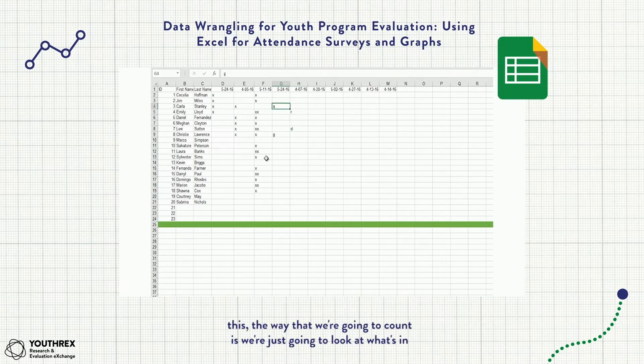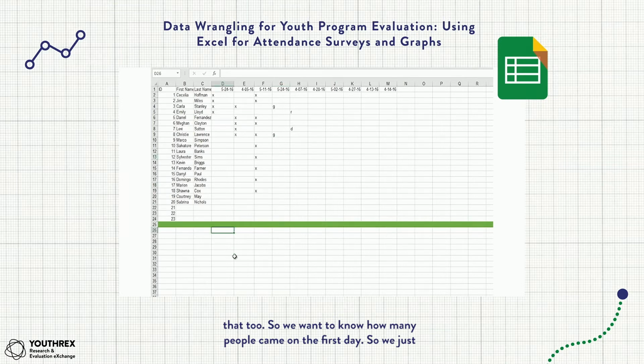The way we're going to count is we're just going to look at what's in these boxes. We don't really care what's in the box. So you could write a word like sick, meaning the person was sick and didn't come, but if you put it in here, it's going to count it as if they came, because what we're counting is X's or notes or anything else. It doesn't really matter what is in the box. If you put a smiley face in the box, it will count that too.